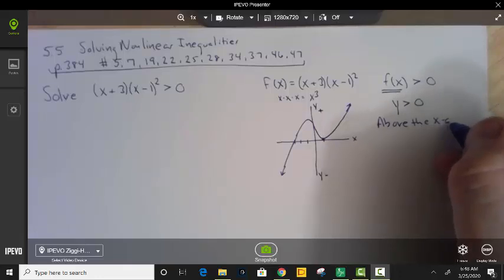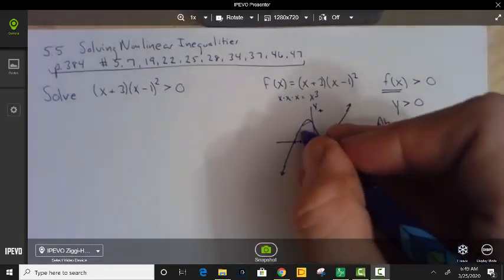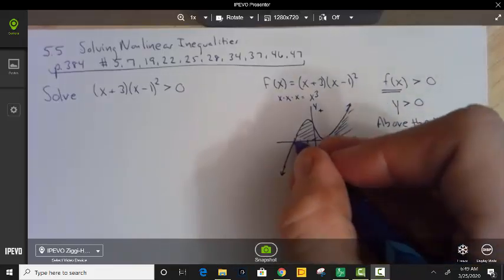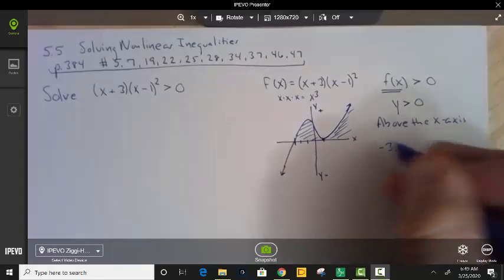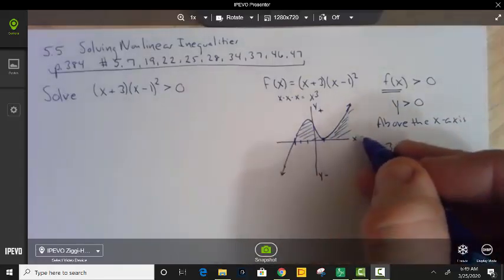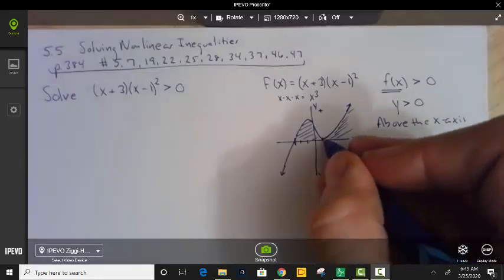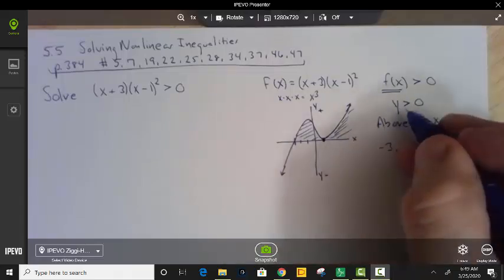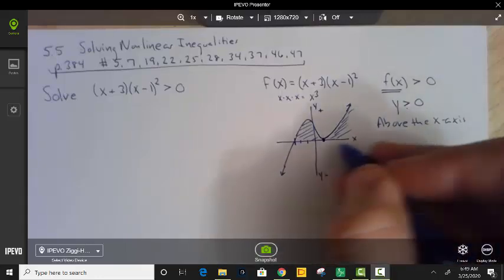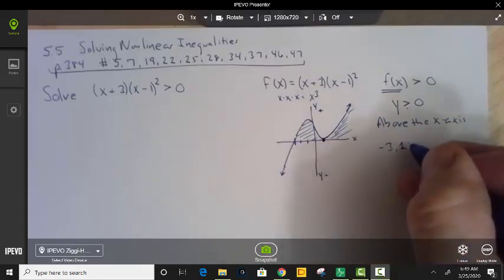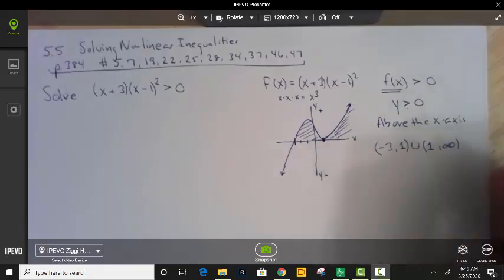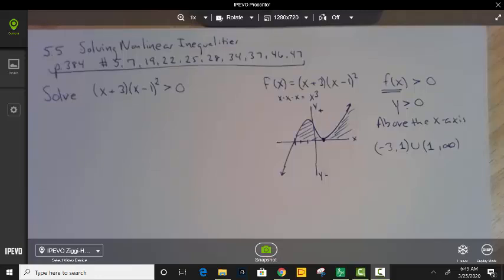So y is greater than 0 is just saying, where is this function above the x-axis? And we see that it's above the x-axis starting at -3, and it's above the x-axis all the way to infinity. But right here, it's at the x-axis at 1, and this is saying we want to just be above the x-axis, not at the x-axis. So this is going to be -3 to 1, and then 1 to infinity.